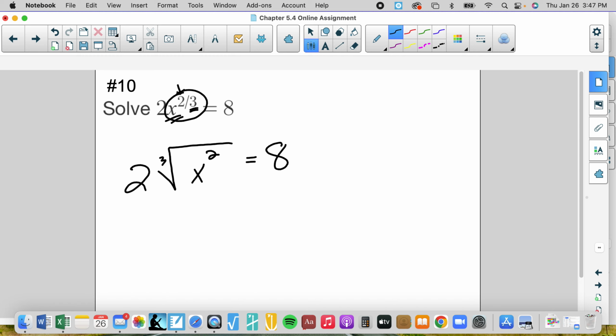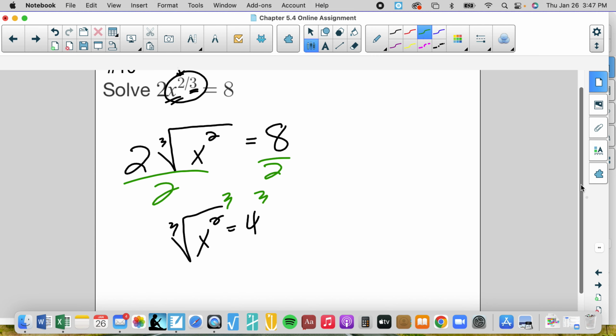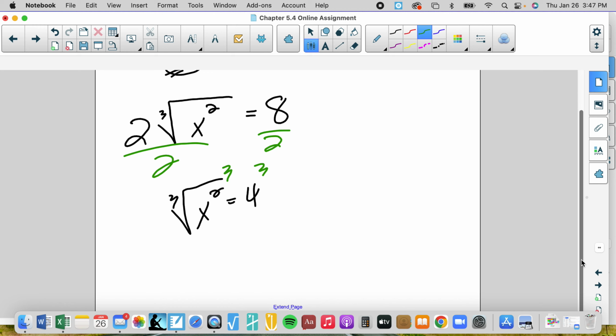And we get this. Now it looks similar to the problems that we did prior. So we have to isolate the radical. We'll divide by 2, and we get the cube root of x squared equals 4. What gets rid of a cube root? A cube. So we're going to cube both sides. So we get x squared equals 64.